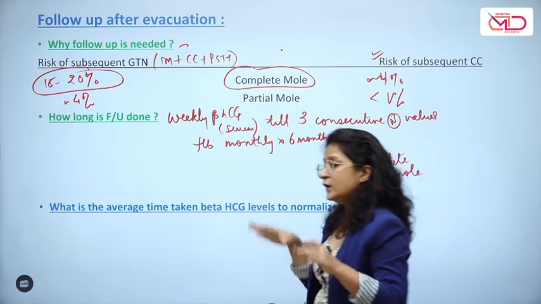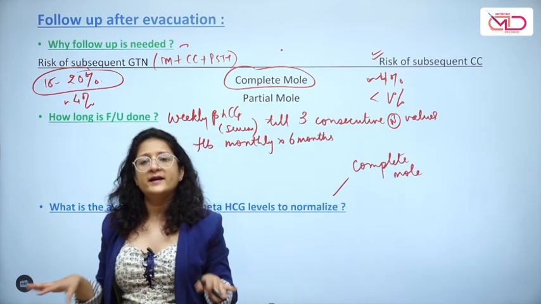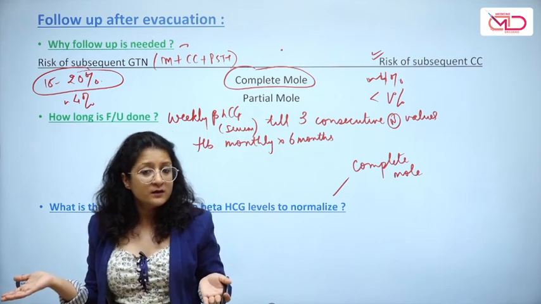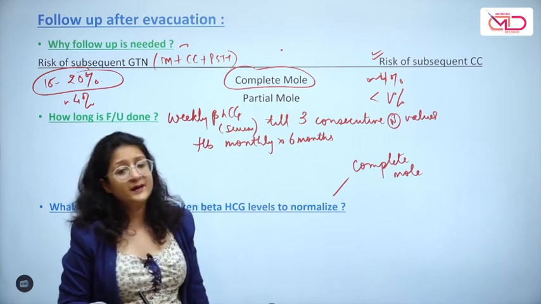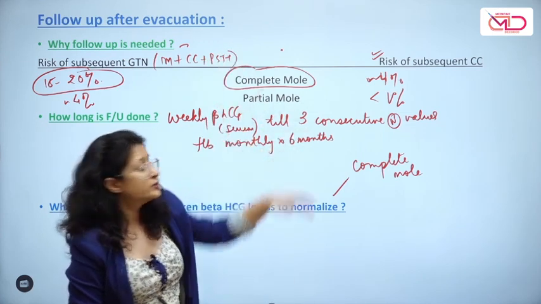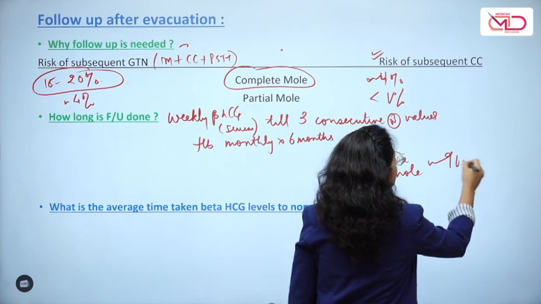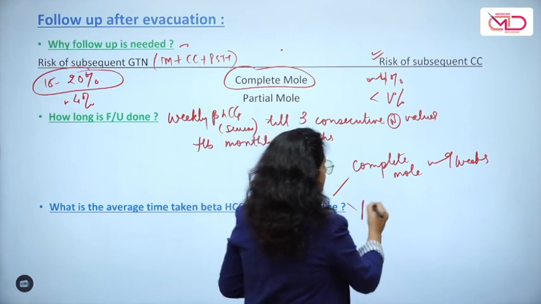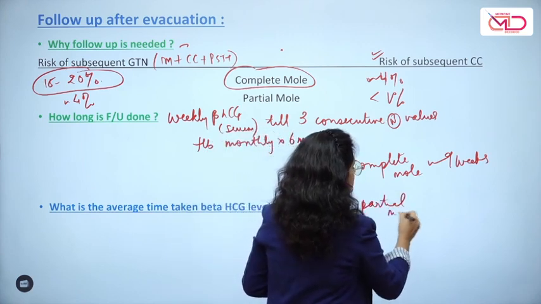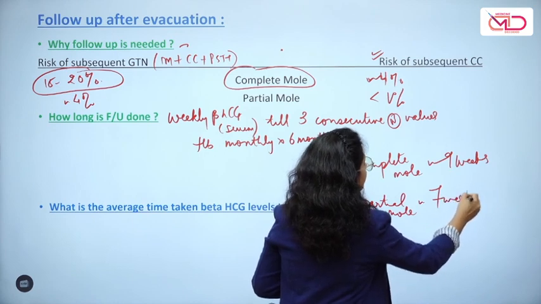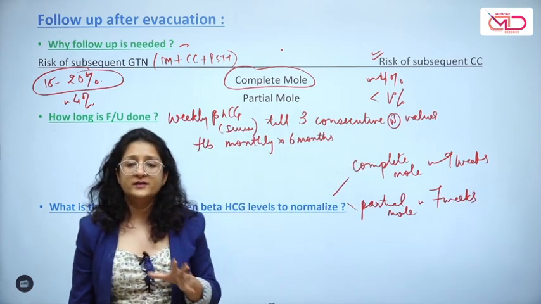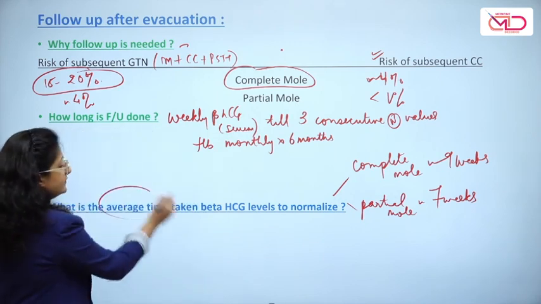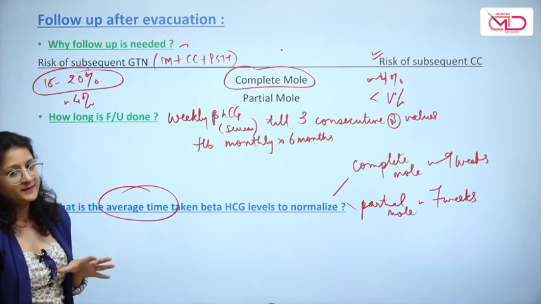So if you consider normal pregnancy, full-term normal pregnancy, vaginal delivery, beta HCG normalizes in about 2 weeks after delivery. With a complete mole, beta HCG is right there, off the roof. So it takes longer. It takes about 9 weeks on an average for the beta HCG to normalize. And in a case of partial mole, it takes on an average around 7 weeks. It could be lesser than this, it could be more than this, but we're talking about the average time taken for the normalization.